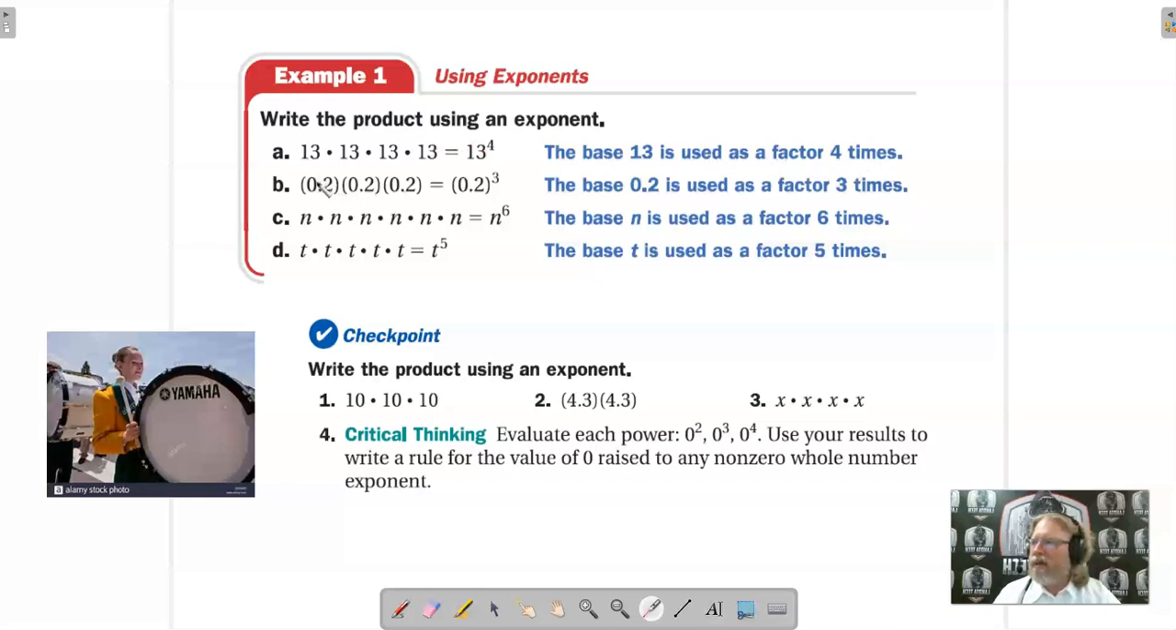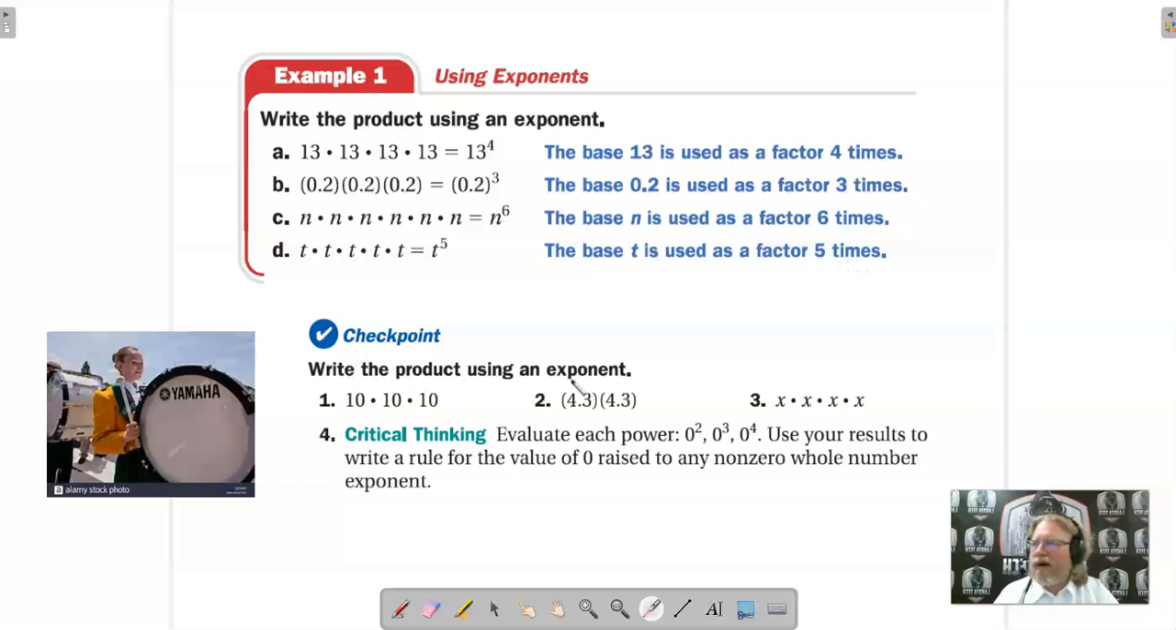4 times. Here we have 0.2 is the factor 3 times, so it's 0.2 to the third. Notice that we use parentheses to kind of hold that decimal number in there. That's pretty common there. And then on this one here, it looks like n shows up 6 times, right? N's the factor, it's the base, it's 6 times, so that is the exponent, and the base n is used as a factor 6 times. And then finally on D, we have t as a factor, it looks like 5 times, so it's t to the 5th, because the base t is used as a factor 5 times.